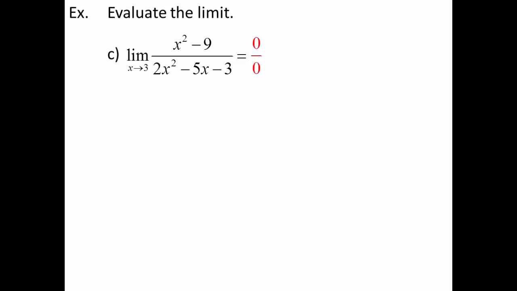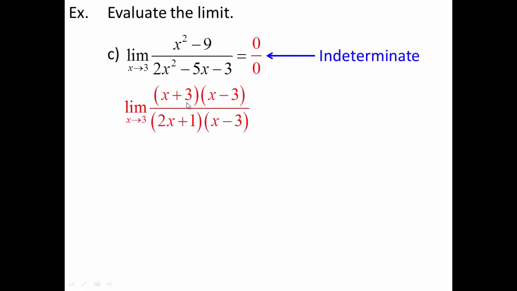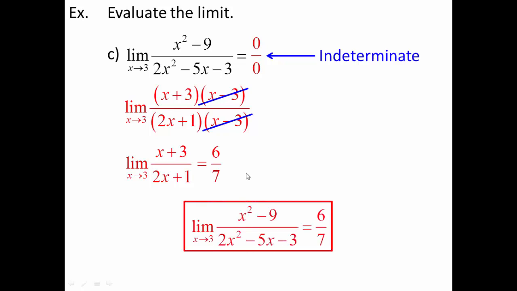If I plug in 3, I get 0 over 0, which is indeterminate. The top is a difference of squares. Factor it into x plus 3, x minus 3. The bottom factors into 2x plus 1, x minus 3. X minus 3 cancels out. We now have a new rational expression. If I plug in 3, no indeterminates, I get the exact answer of 6/7.